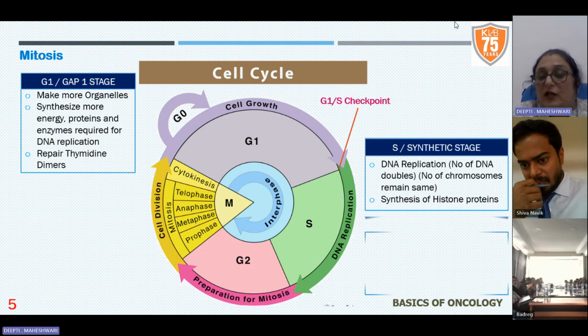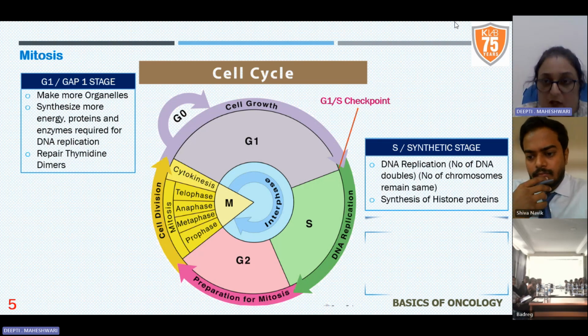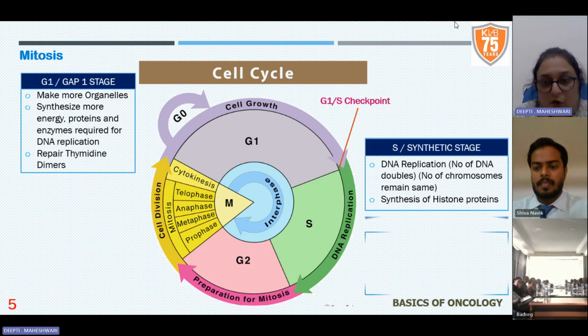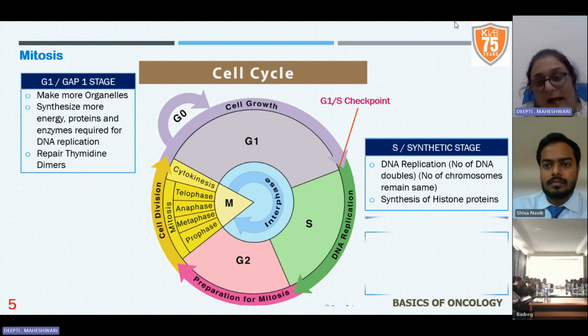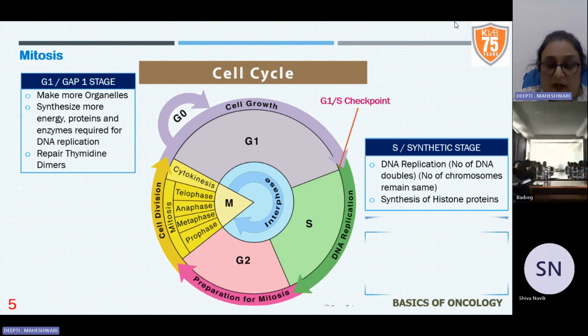Here you have the actual DNA replication which takes place. So basically here the DNA will duplicate itself. So the number of DNA gets doubled. And after the DNA duplicates itself, the number of chromosomes of course remain the same. So this step where the DNA duplication is taking place is called the S phase or the synthetic stage. And here you have the synthesis of histone proteins also.